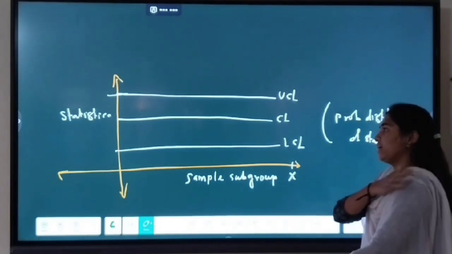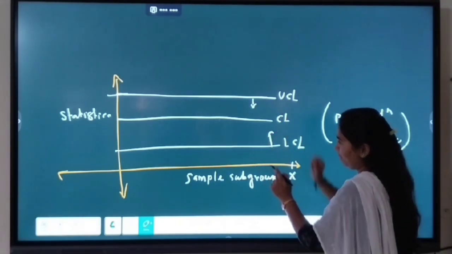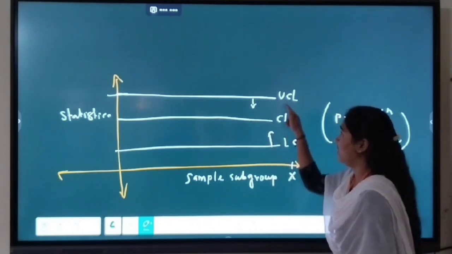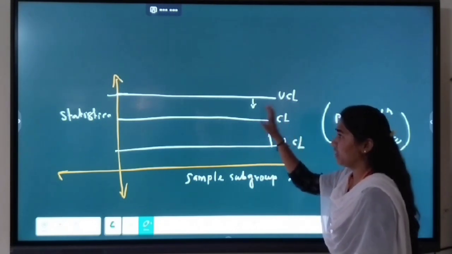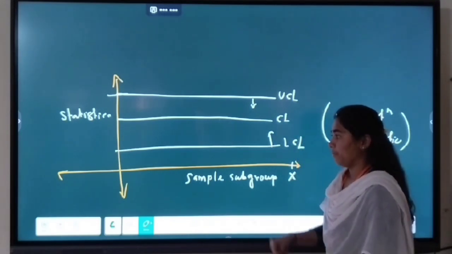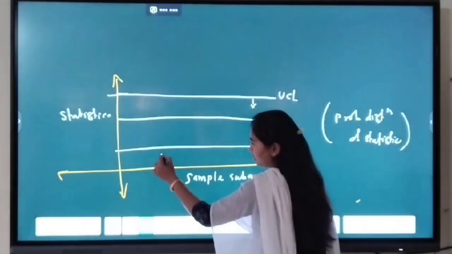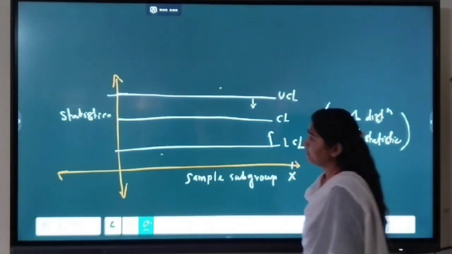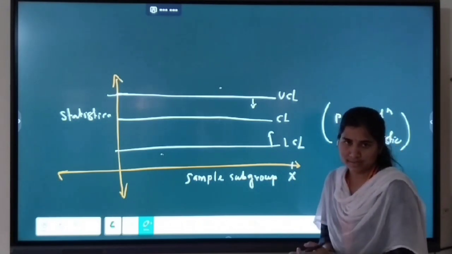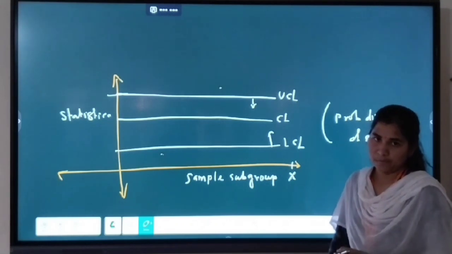Then what is the interpretation of control charts? If all the points fall within the control limits, that is above the LCL, the lower control limit, and below the UCL, the upper control limit, then we conclude that the whole process is in statistical control. Next, if any point, for example one point, falls outside, then we conclude that the manufacturing process is out of statistical control. That means some type of assignable cause is present in that process.